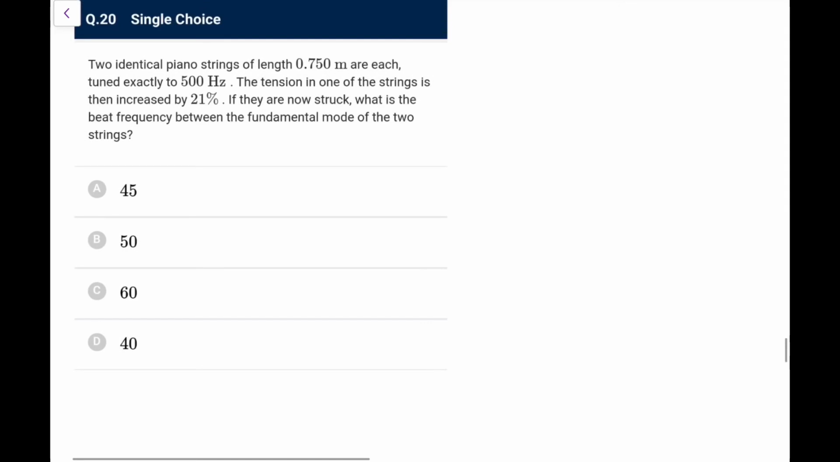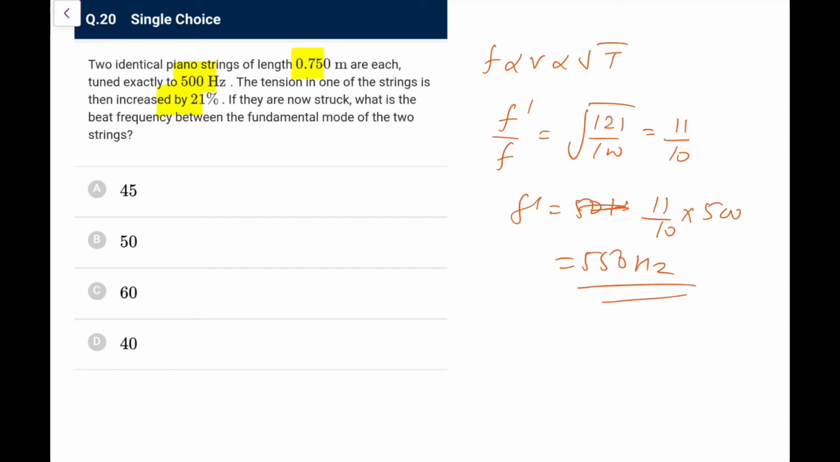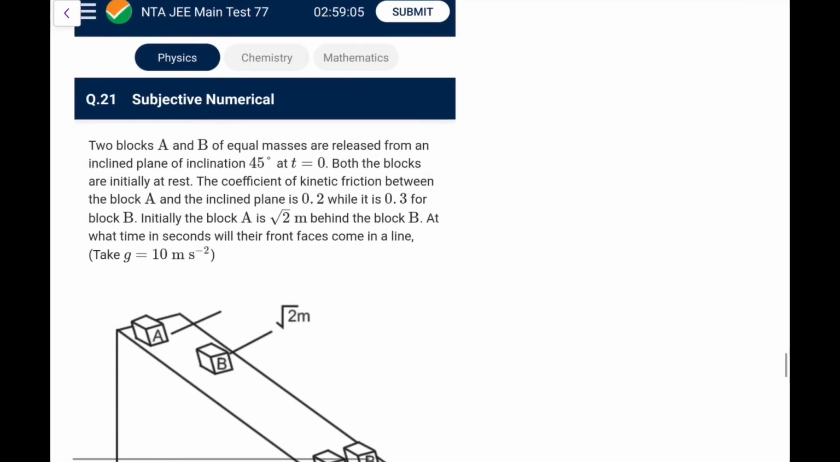Next, two identical piano strings of the same length are tuned exactly to 500. If the tension is now increased by 21% in one, what is the beat frequency? So what will happen? We know f is proportional to v is proportional to root T, so new f dash upon f would be root of 121 by 100, that is 11 by 10. So new f dash would be 11 by 10 into 500, that is 550. So now the beat frequency would be 50. That's another thing, you cannot hear a beat of 50 hertz, but since the option is giving 50, ideally you won't hear any beat, because after 10, 12, 15 beats our ears cannot recognize that.